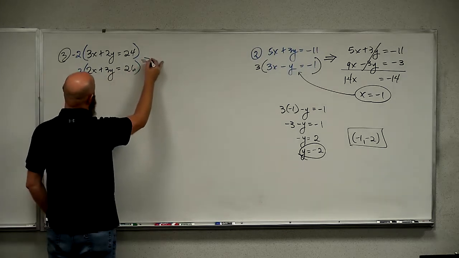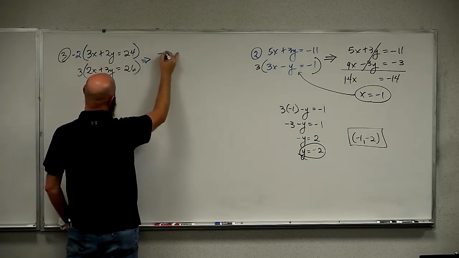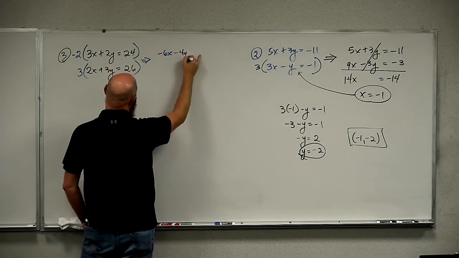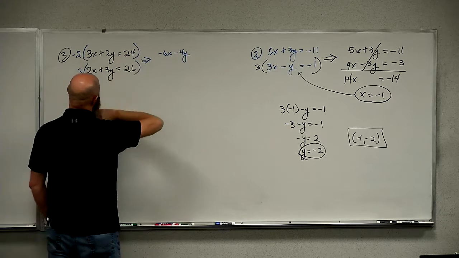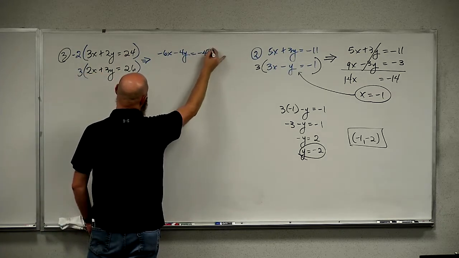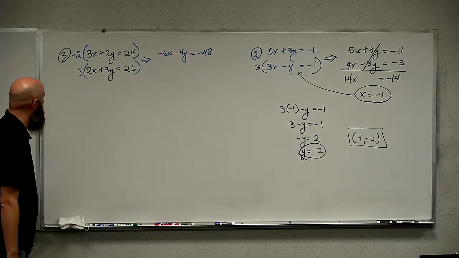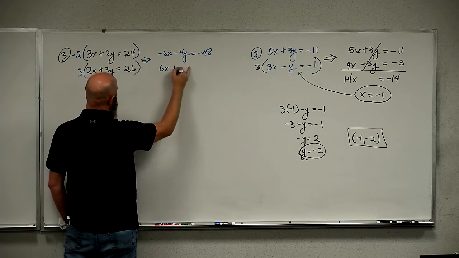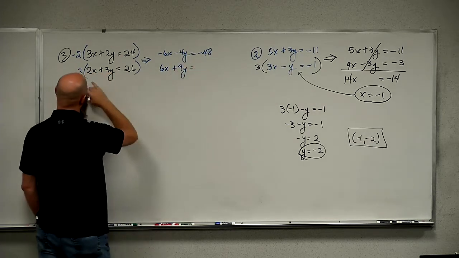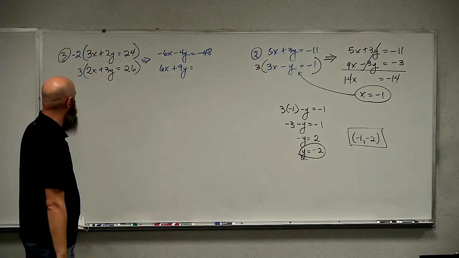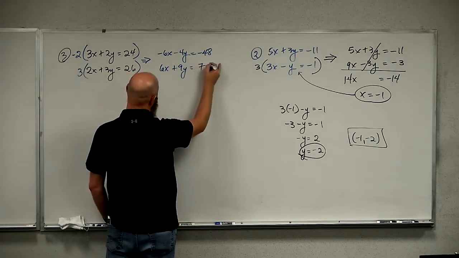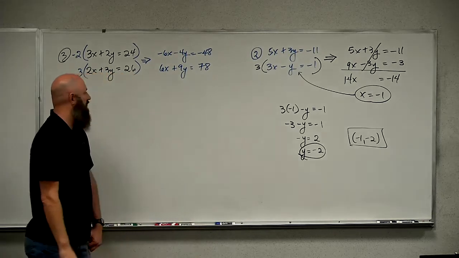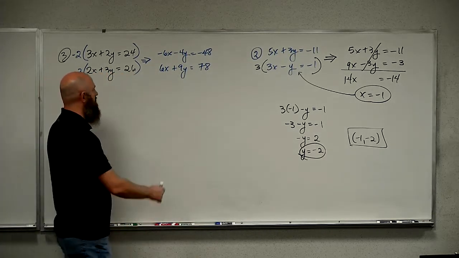All right, so let's do that to the side here. So negative 2 times 3 is negative 6x. Negative 2 times 2 is a negative 4y. Negative 2 times 24 is a negative 48. All right, 3 times 2 is 6. 3 times 3 is 9. 3 times 26 is 78. Okay, let me verify that. Doing that in my head real quick. Yeah, there we go. I had to check my answer sheet just to make sure. So I'm not using a calculator.